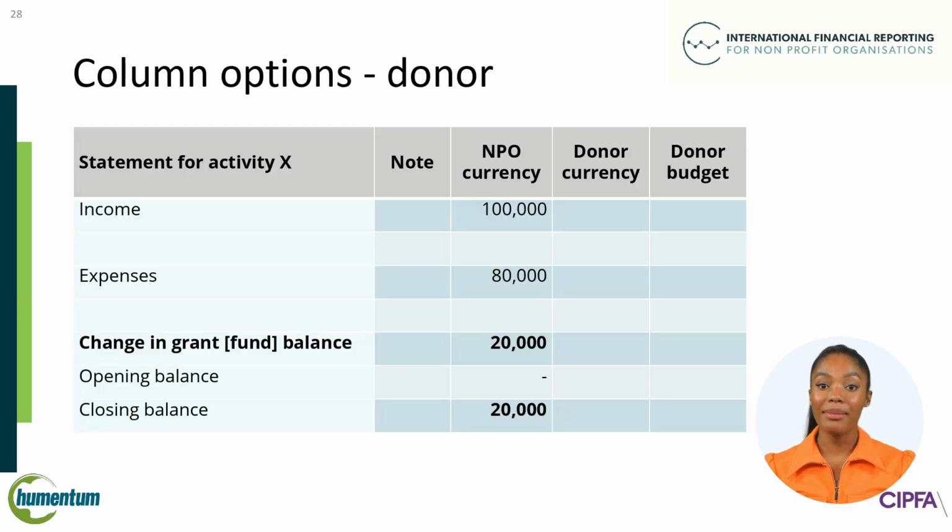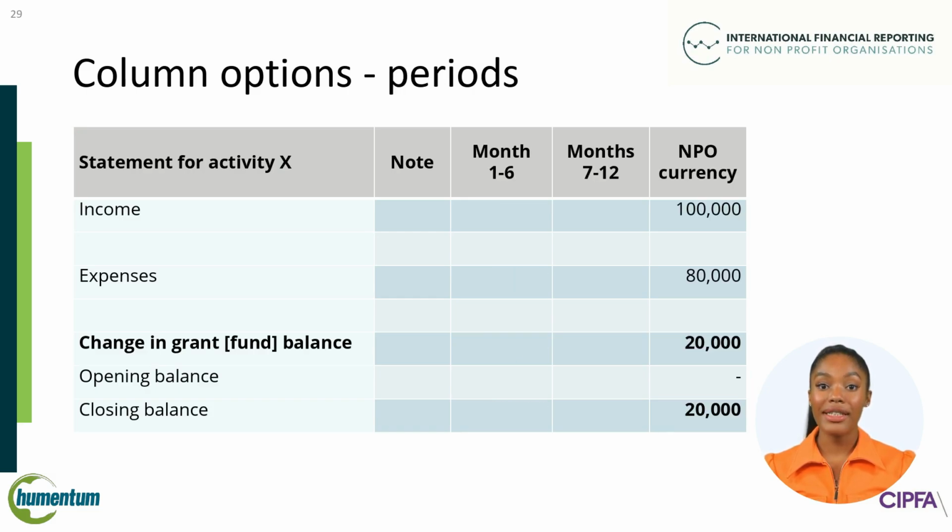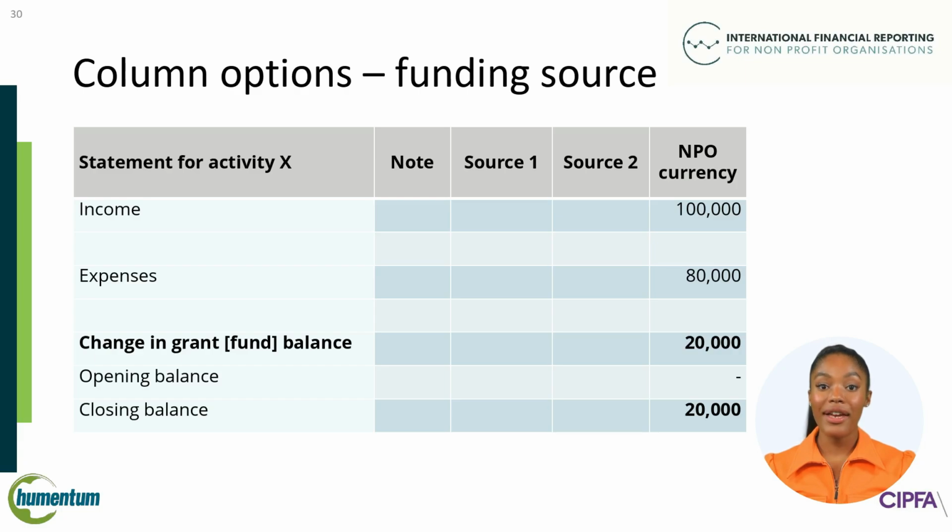To help visualize this, here is a simplified version of the report with columns for donor currency and donor budget. Here is a version showing different periods, which could be helpful if grant reporting periods differ from the financial year. This version shows different funding sources for a particular activity, which could be helpful in showing the full costs of carrying out an activity, including support costs, even if they were not covered by the funder.